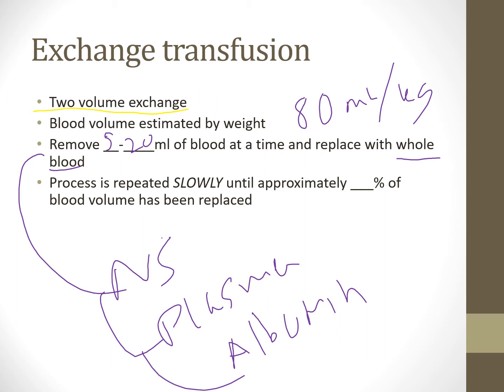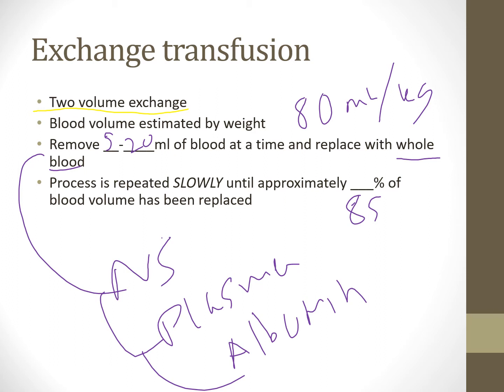All right, so this process is repeated slowly until approximately what percent has been replaced? What percent? You guys remember? Some of you are like, I don't, and I wasn't writing it down. Shame. All right, 85% of their blood volume has been replaced. And that's the goal, is to ultimately replace 85% of their blood volume. That helps get all that toxic stuff out of their system and replace it with good stuff, whether it's whole blood, normal saline, albumin, or plasma. Whatever it is, let's replace it with something that's not toxic, right?